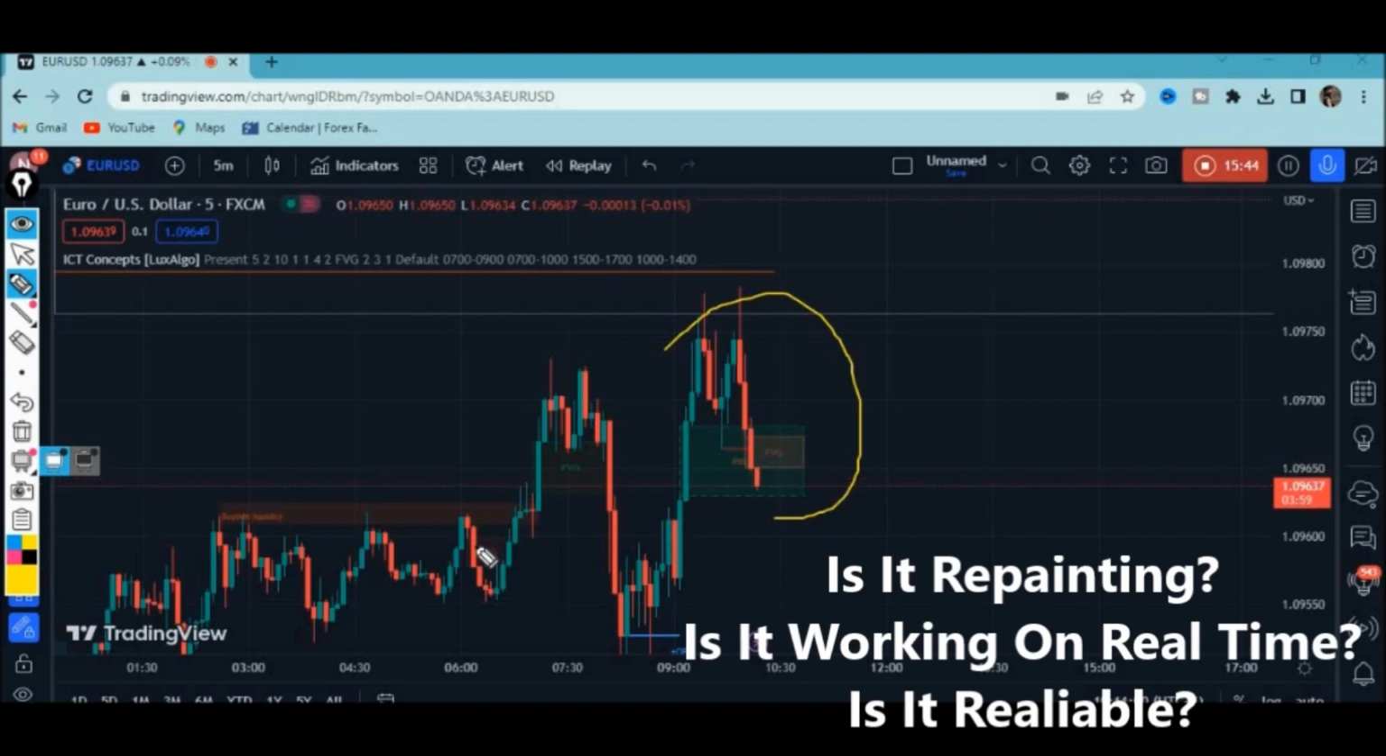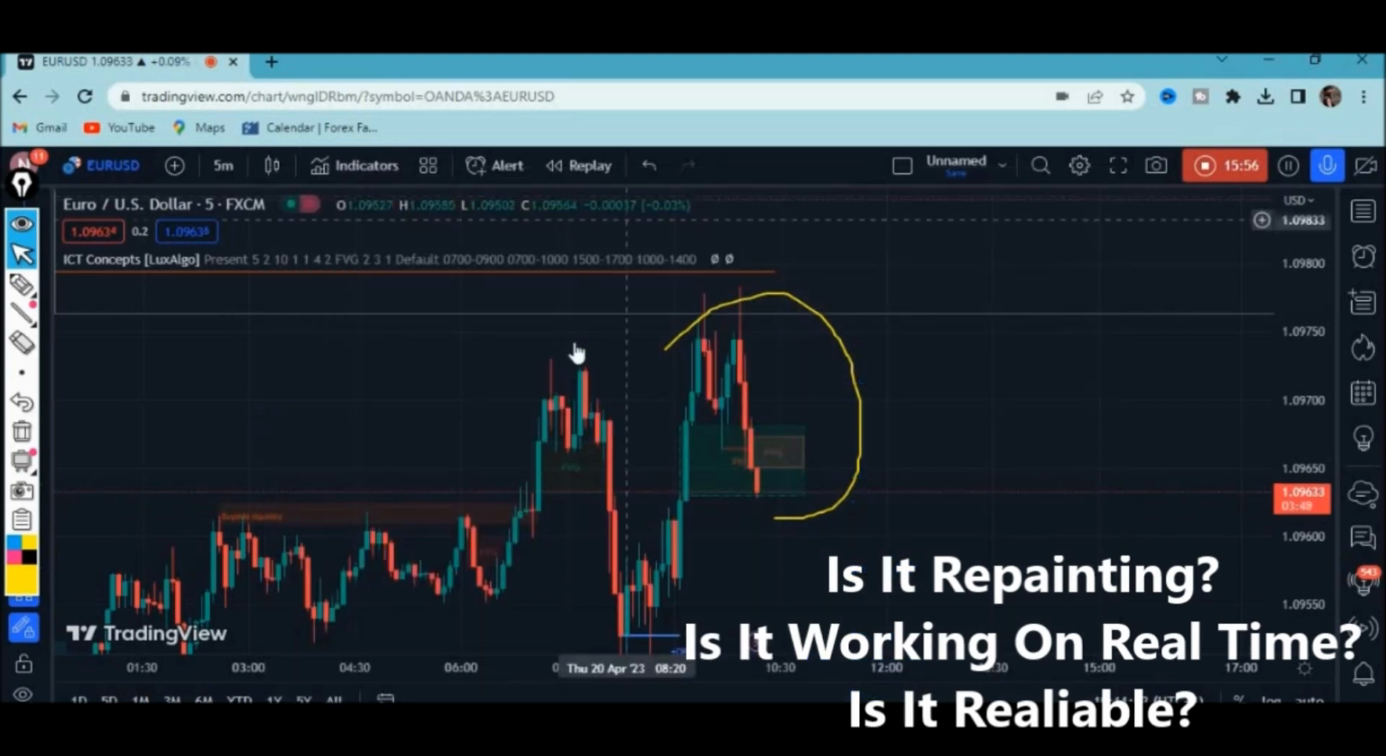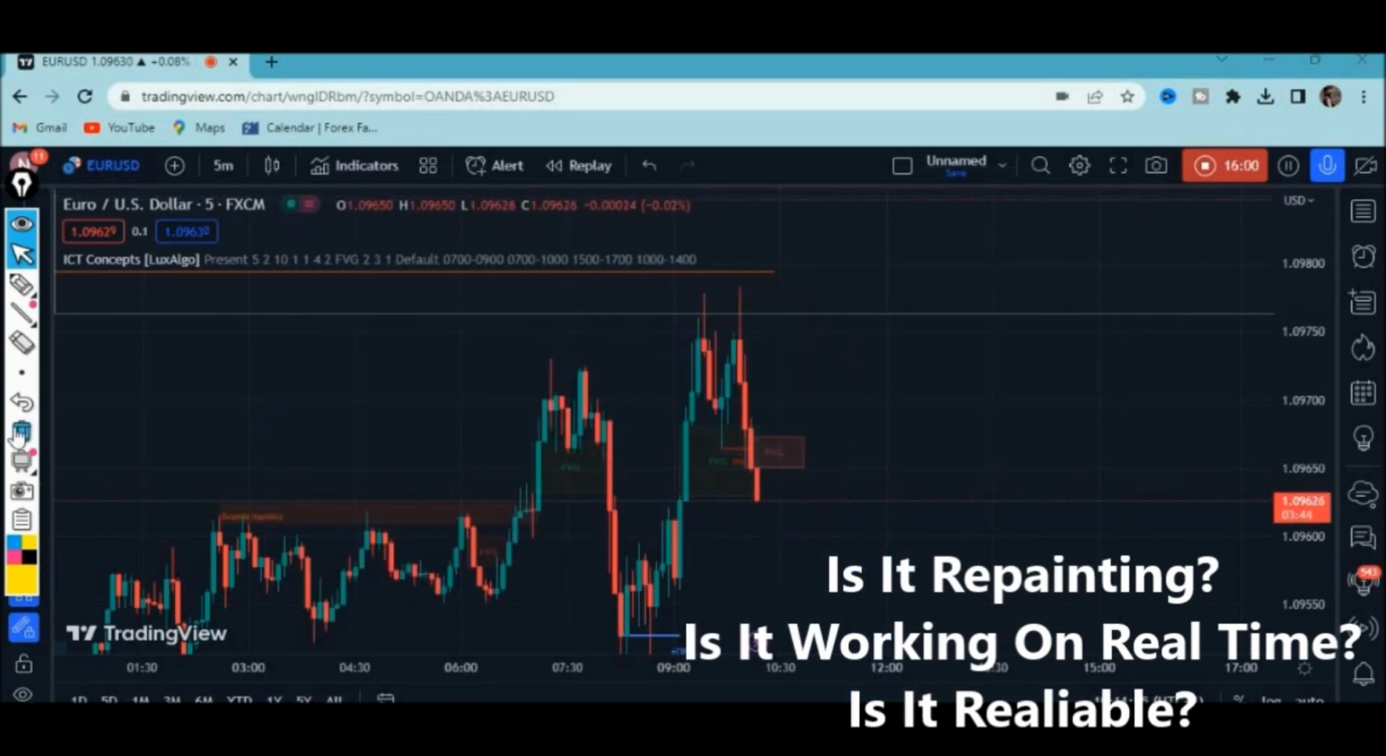So if you need this indicator, you're just going to click on the indicators tab. Then after clicking on the indicators tab, you're just going to type ICT Concept Lux Algo. Once you click on it, it's going to appear like this, and I am using the default settings.